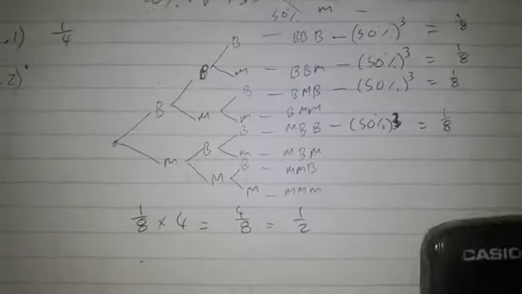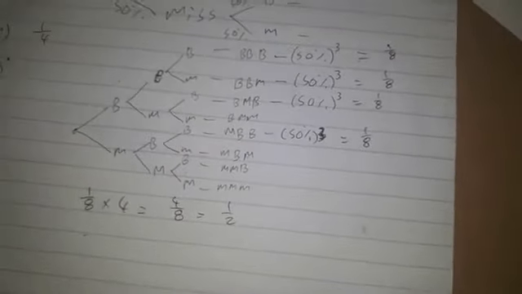Kidding, let me not say it like that. What basically all this means is, if he shoots 3 times, the chance that he hits a bullseye at least twice is just a half. That's what our question asked.